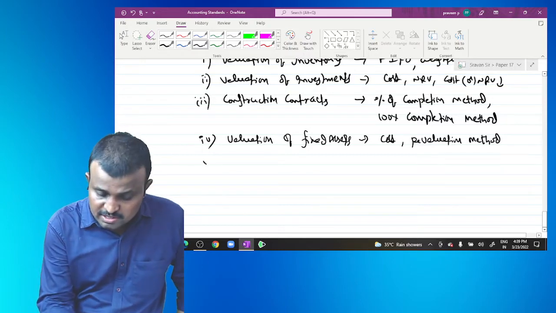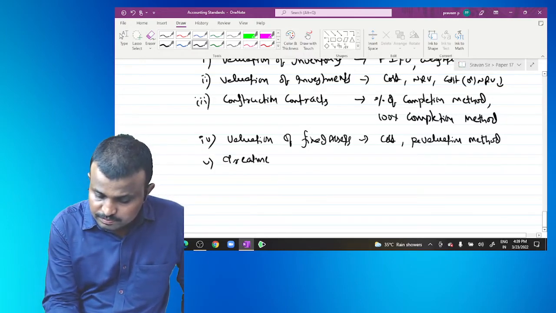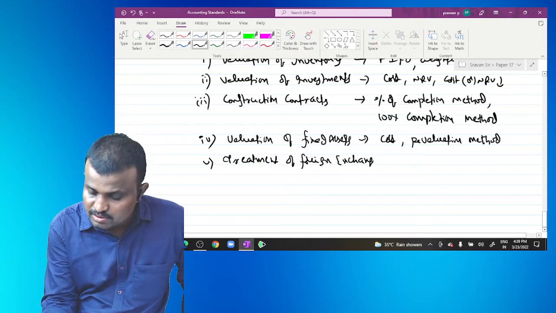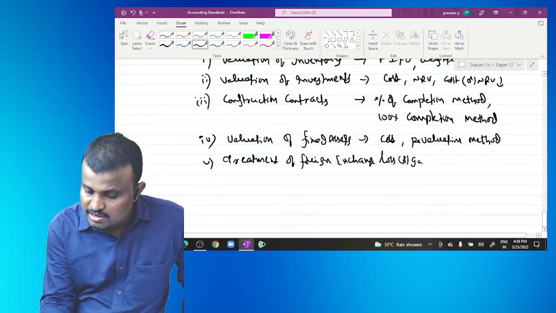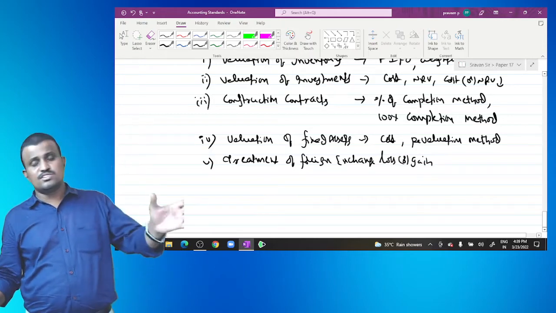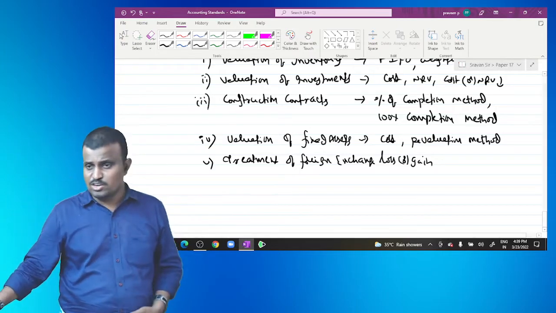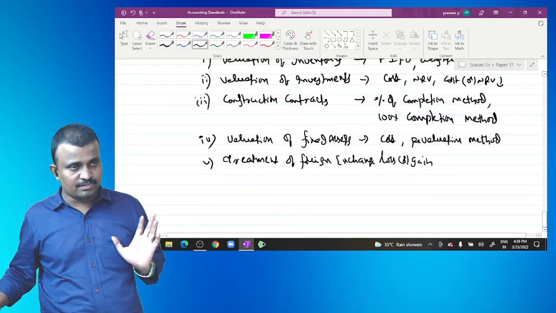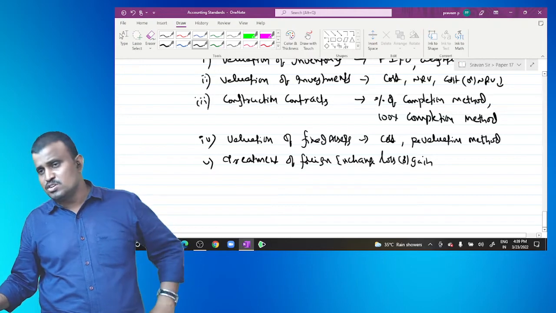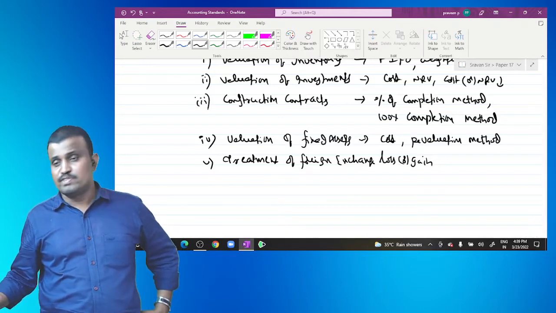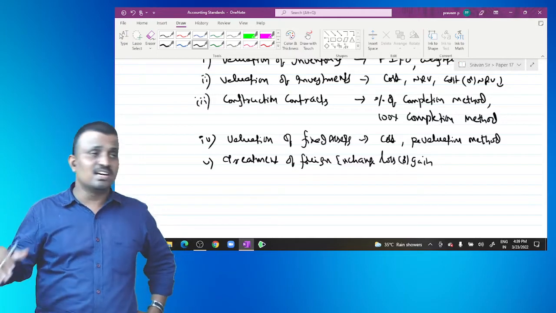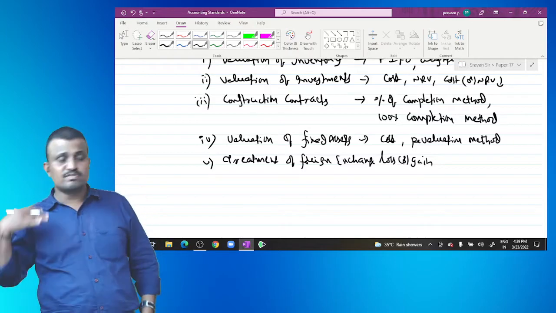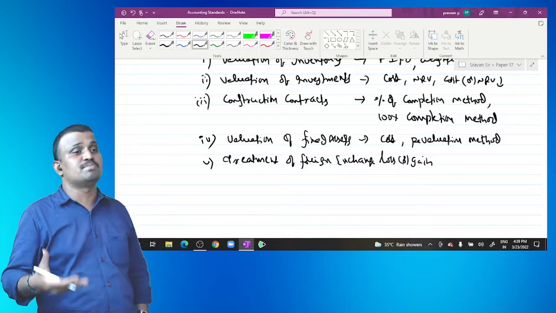And another one is the treatment of foreign exchange loss or gain. The gain or loss on foreign exchange is, in some cases, transferred to the profit and loss statement, and in some cases we defer that exchange loss by transferring it to the balance sheet. Coming to goodwill, we have the average price method, super profit method, annuity method, and capitalization method. Coming to borrowing cost, in some cases we transfer it to the P&L, and in some cases we capitalize that amount.